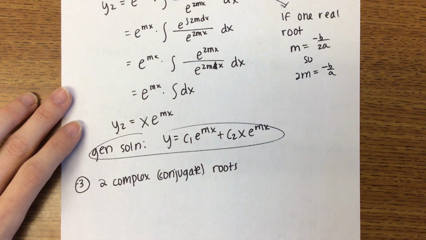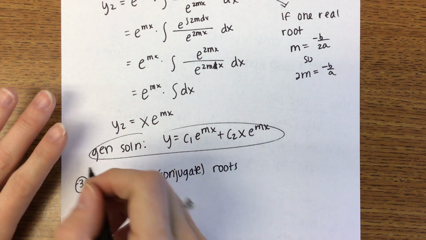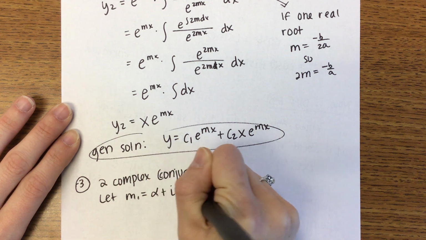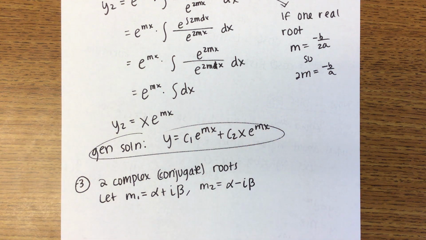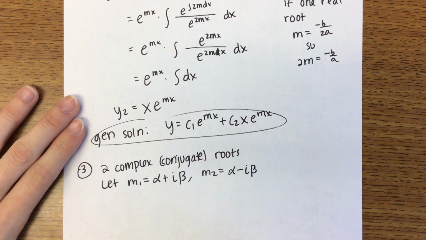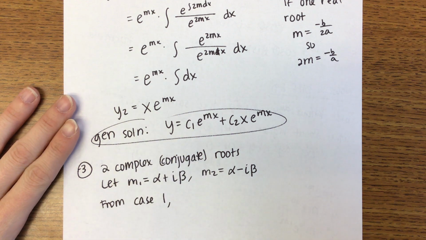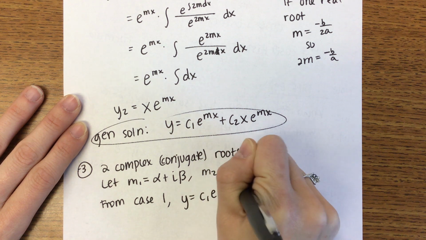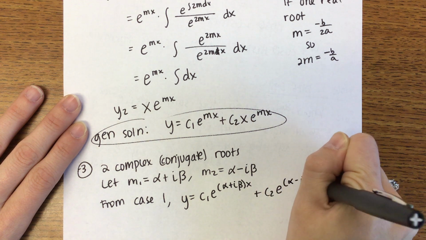How do you know that the auxiliary equation will have complex roots before solving it? Discriminant is negative. So let m1 be alpha plus i times beta. m2 then will be alpha minus i times beta. From case 1 then, since we have two distinct roots, we can write our general solution as c1 e to the alpha plus i beta x plus c2 e to the alpha minus i beta times x.